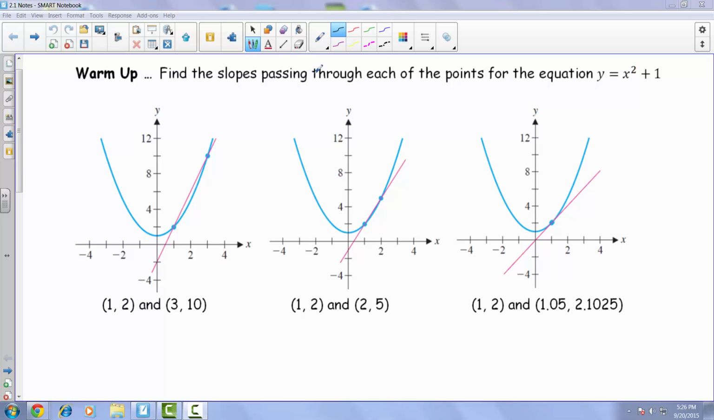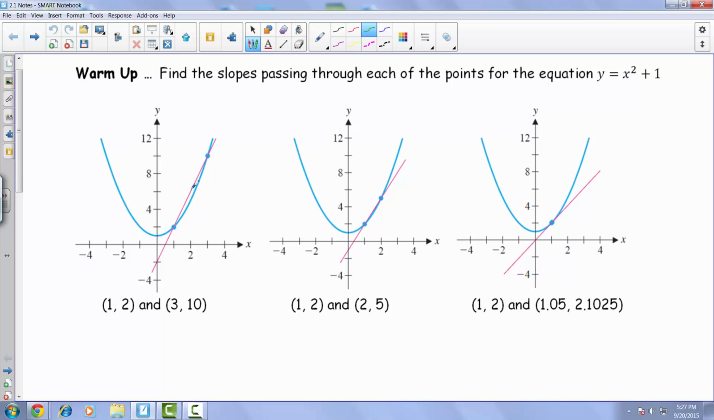Here we are at the warm-up for our 2.1 notes. We're asked to find the slopes passing through each of the following points, and here's that equation, y equals x squared plus 1. As we can see, we have different graphs, and we actually have different x values. For example, this first one is (1, 2), and here is that point. And then we also have (3, 10) right here.